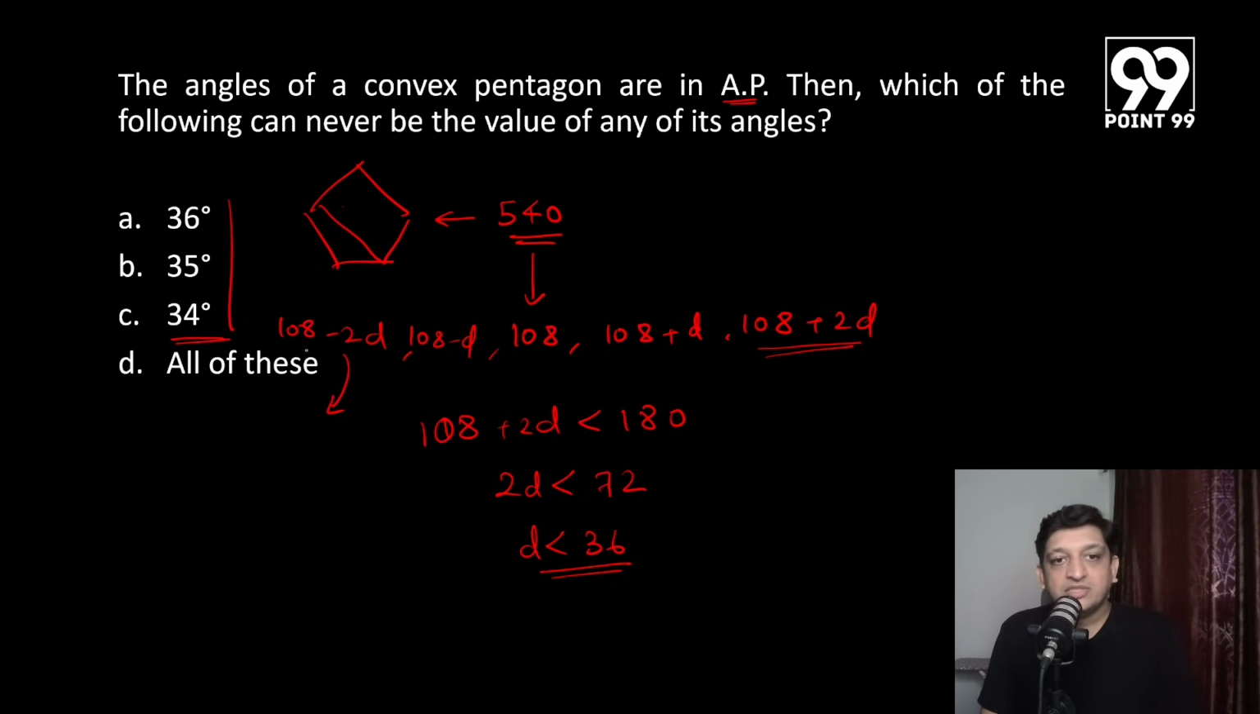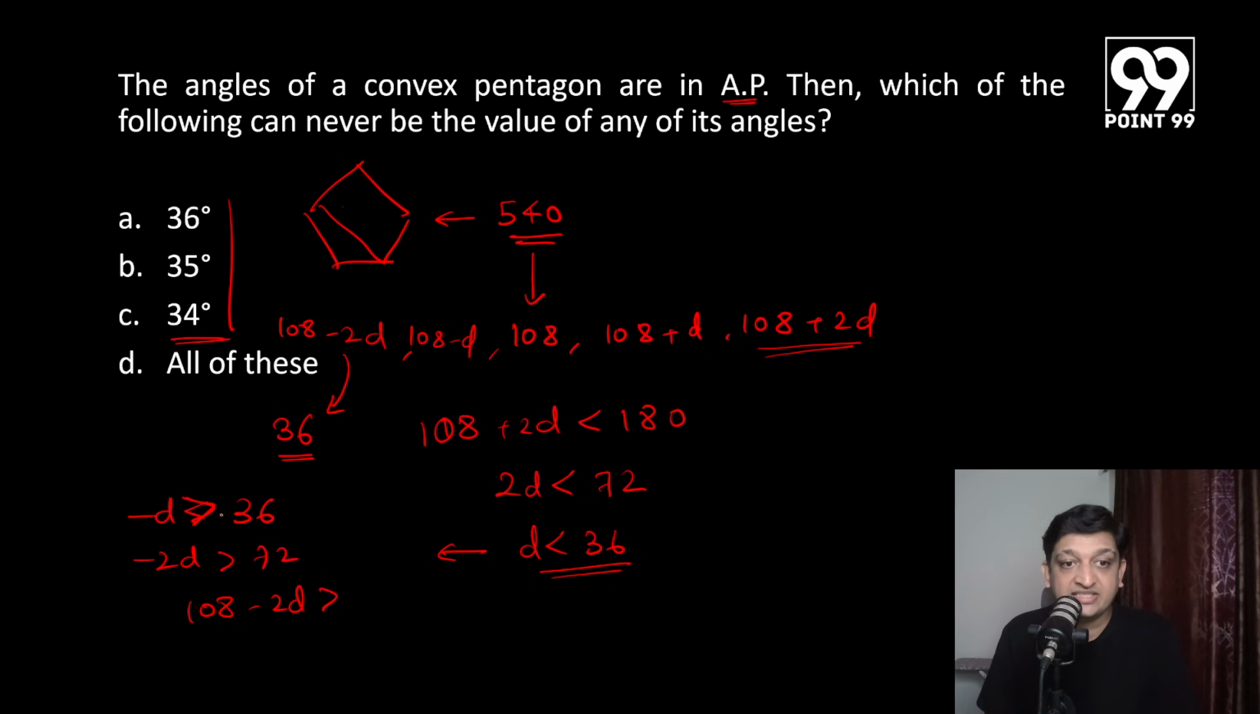108 minus 2D. So 108 minus 2D is what we have here. If D equals 36, so 108 minus 36 into 2 will be equal to 36. But this is not allowed. In fact, you can also change the inequality here and see what happens. So D is less than 36, minus D will be greater than 36. Minus 2D will be greater than 72. 108 minus 2D will be what in this particular context? That is what you have to understand.